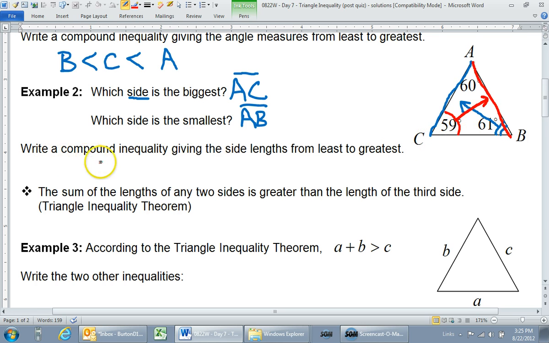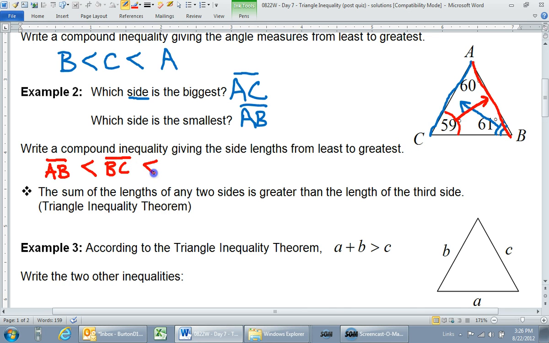So again, I could write a compound inequality. This time, putting the sides in a row. What am I going to write first in my inequality? Side AB. Okay? Because that's the smallest. Is less than. What comes next? Side BC. Right, you could either say BC or CB, just as good. That must be the middle one because it's not the biggest and it's not the smallest. So it goes in the middle.